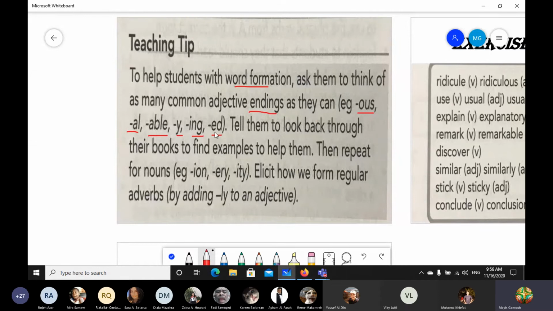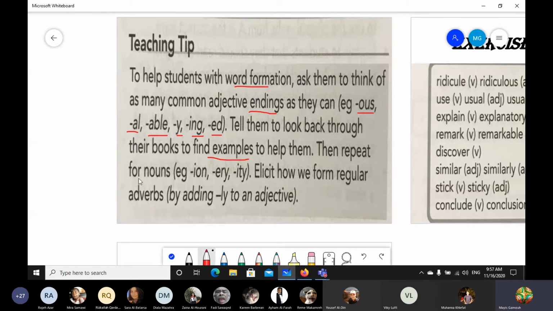You have to memorize them in order to know or to differentiate that this word is an adjective. Tell them to look back through their books to find examples to help them. Now, after we are done with our explanation, we will go back to our book and solve a couple of exercises in order to find more examples regarding adjectives.